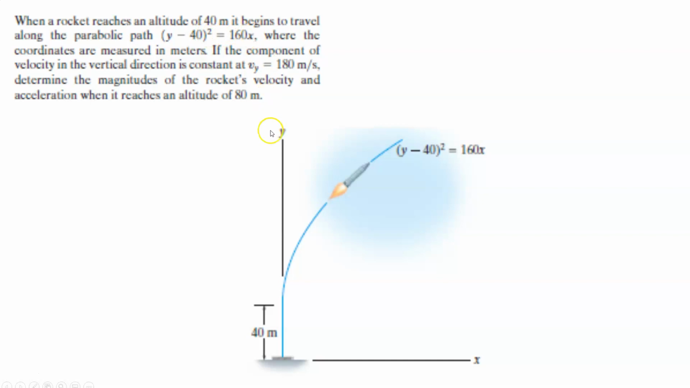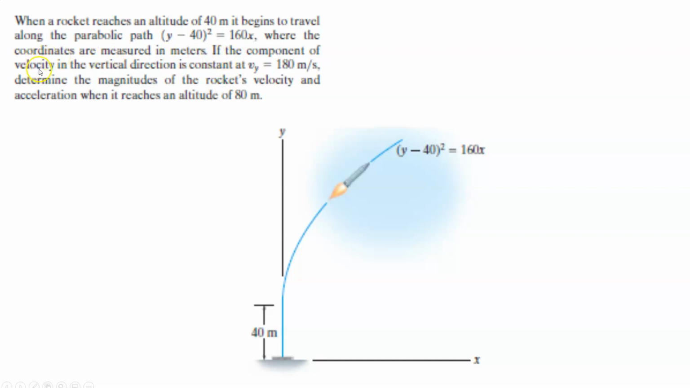Now let's pause here. We've got this grid, the y direction, the x direction, and as this rocket took off, it reached 40 meters, and then it started into a parabola. And this is the function that describes this parabola, where the coordinates are measured in meters. So this y is in meters, the x is also in meters. That's just the displacement.